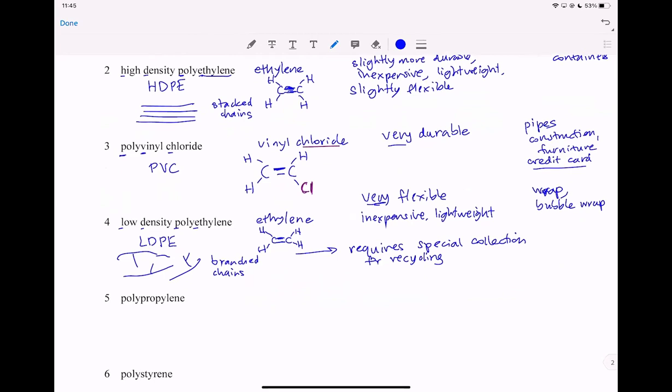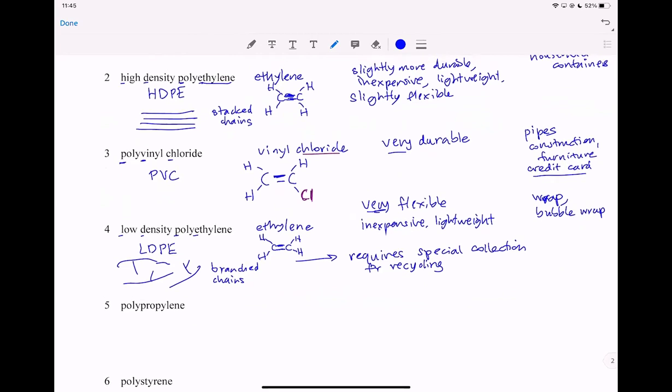So this is number 5. Plastic number 5 is called polypropylene. And this is a polymer of propylene monomers. So let's write the name of the monomer. It's called propylene.